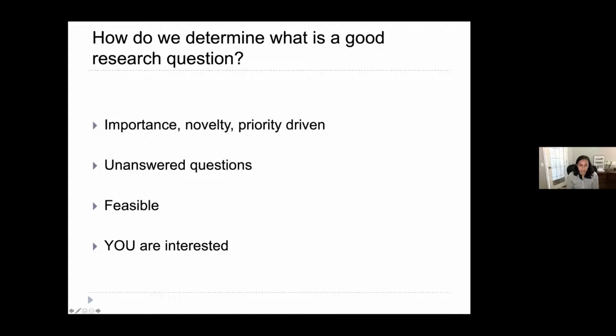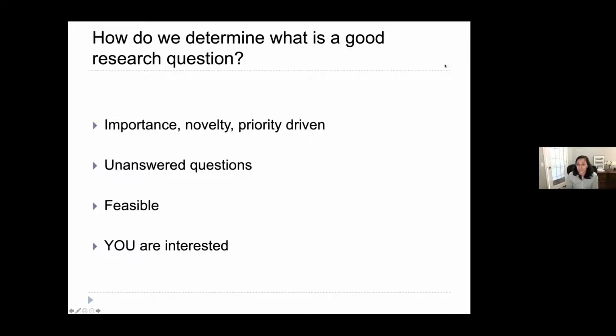If there are people in your life who say, you know what, it would be great if you went into this area, it would be great if you answered that question, well, if you're not interested in that, don't even bother. It has to excite you. It's not your supervisor's research program. It is your research program.